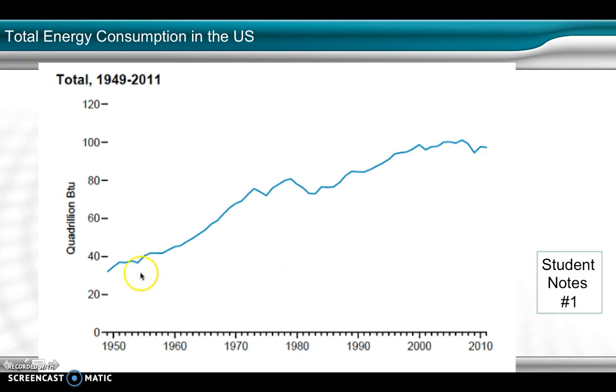So you might have noticed that this graph is showing us how much energy we're using, the energy consumption in the United States over time, and that it overall is increasing. And so that means that we need to constantly produce more and more energy. And so this unit, we're going to be looking at how we produce those types of energy.